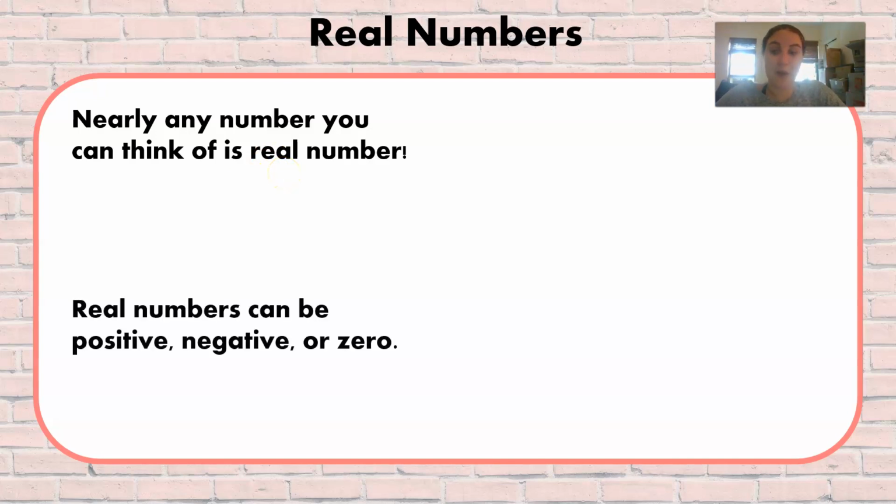Real numbers can be positive, negative, or zero. So maybe you were thinking your number was negative 1,000. That's a real number. 0 is a real number. And any positive number, so maybe 4/3. That's a real number. Infinity is not a real number.